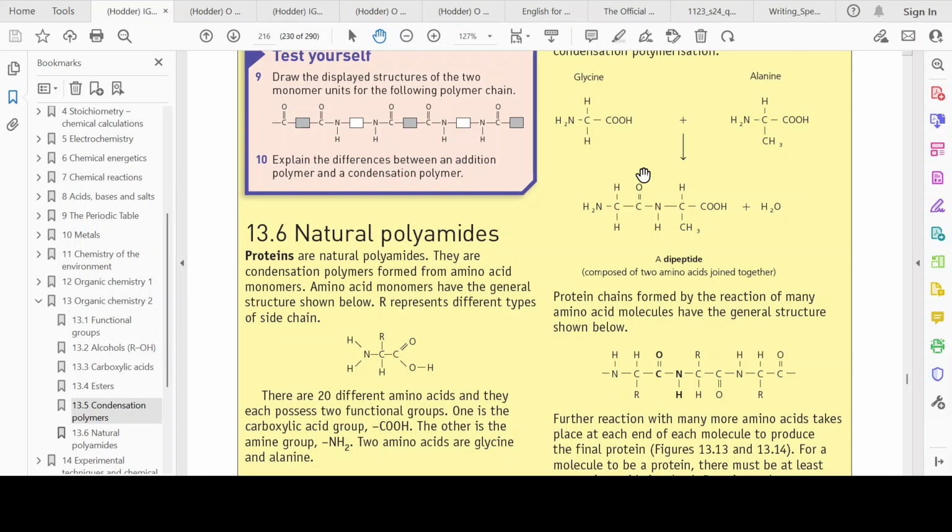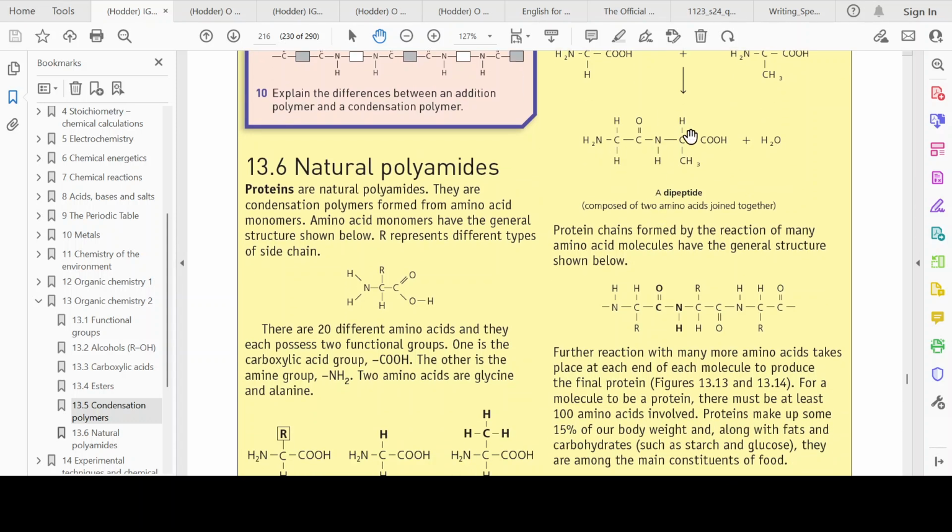Are you following? In principle, it's the exact same thing. So it's an amide link, yes. But because we're talking about natural polyamides, the naming is slightly different. So this is called a peptide bond. It's the same thing as the amide link. There's nothing different about it, right?